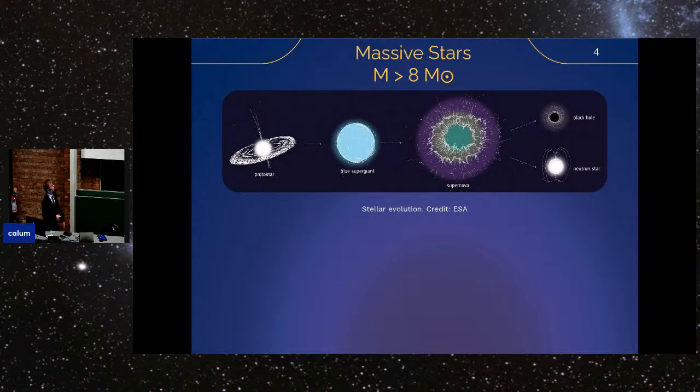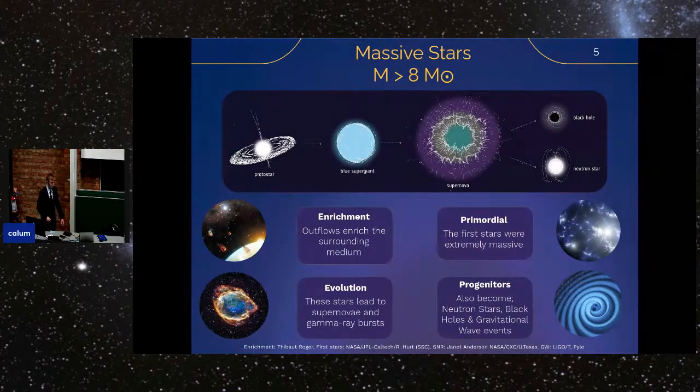And these are the stars that will also become either black holes or neutron stars after they go through the end of all of their core burning and go to supernova, or maybe they collapse directly into black holes. These are some of the main features of the evolution of massive stars. And you can see some of the other important features of massive stars in a larger context. These stars tend to have strong outflows.